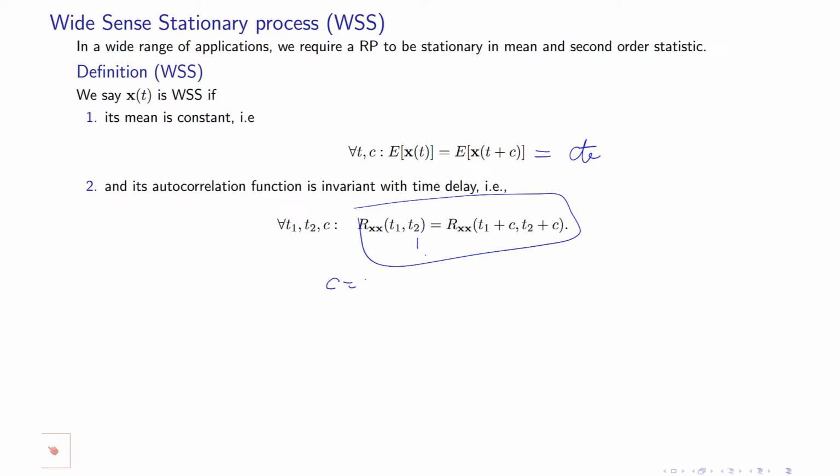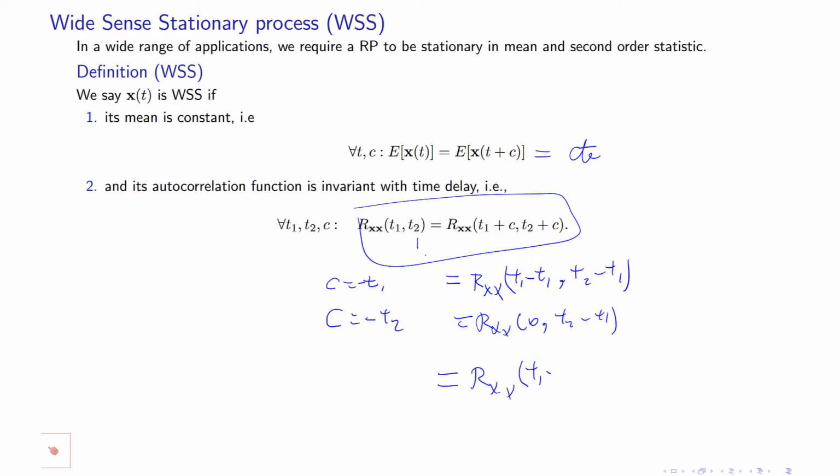For example, let's say c equal to minus t1. In that case, this expression should be equal to R_x of t1 minus t1 and t2 minus t1. Obviously, this is equal to R_x of 0 and t2 minus t1. So we see that these functions should only be a function of the time difference. Or I could have put c equal to minus t2. In that case, you get R_x of t1 minus t2 and 0. So obviously, if your random process is wide sense stationary, its mean should be constant, and its autocorrelation function should only be a function of the time difference between t1 and t2.